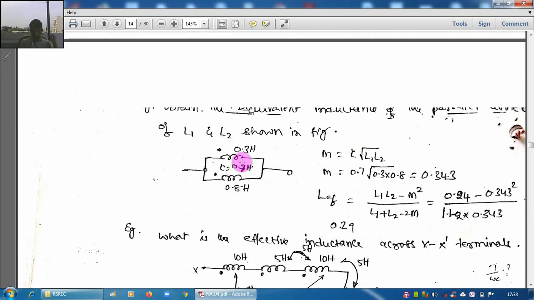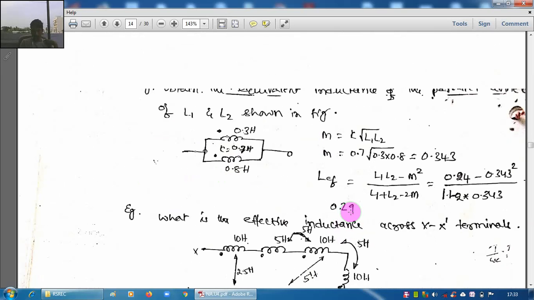You see here another problem. Here also two coils are given, but in parallel. L1 is given, L2 is given, the coefficient of coupling K is given, and we need to find the total inductance of this parallel combination. For this also, we first need to find whether this is parallel aiding or parallel opposing.